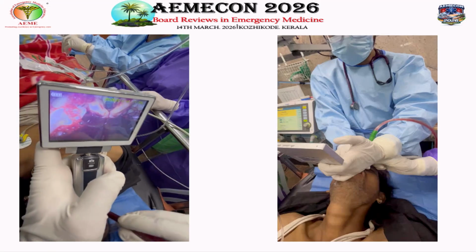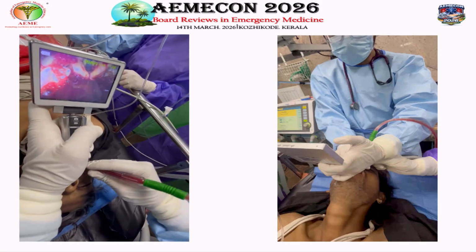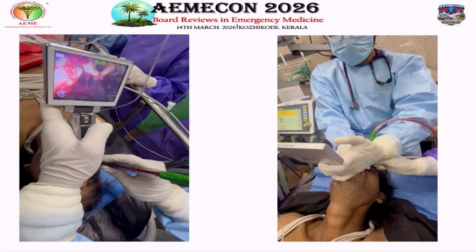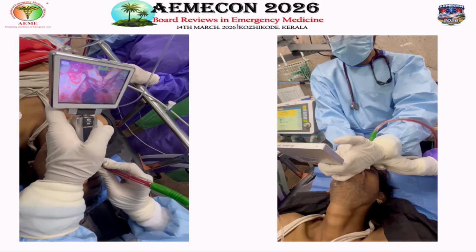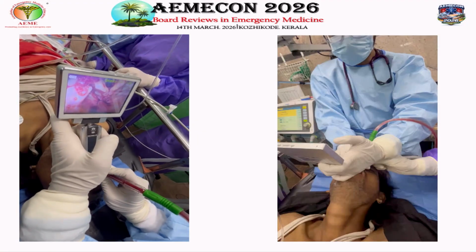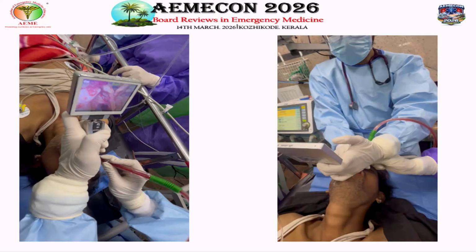I think I'm running out of time. Here you are able to see the glottic structures, and below is the catheter where he is going to place, right? So he is going to keep the catheter there only. He has sucked the blood. Entire blood is cleared now, and there you can see the glottis.